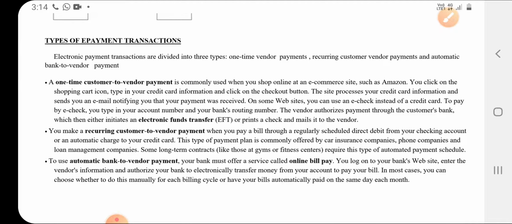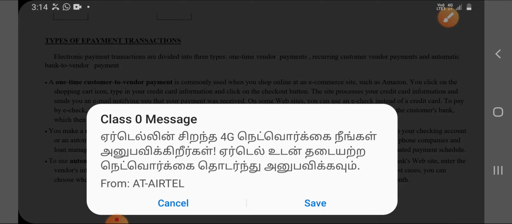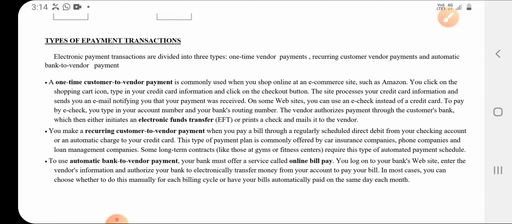So, one time customer to vendor payment. So only one time we will buy from that particular merchant or particular seller. So we buy a particular product. You won't buy that particular product regularly or often from that particular person or particular seller. Only one time you will buy a particular product.